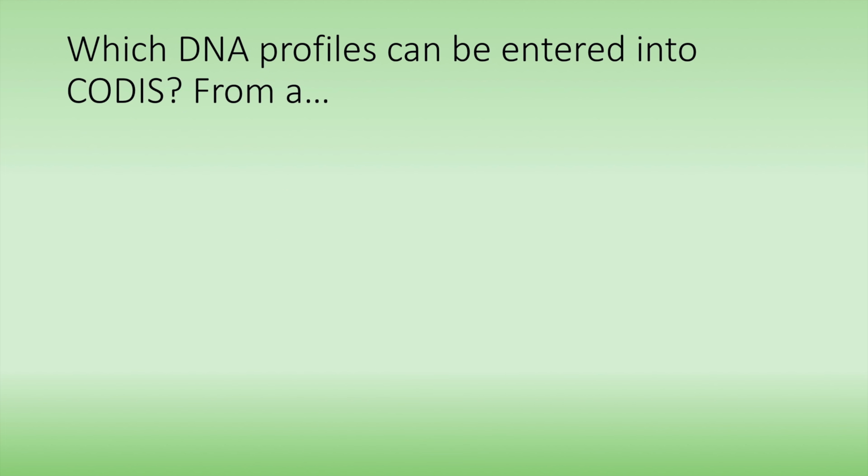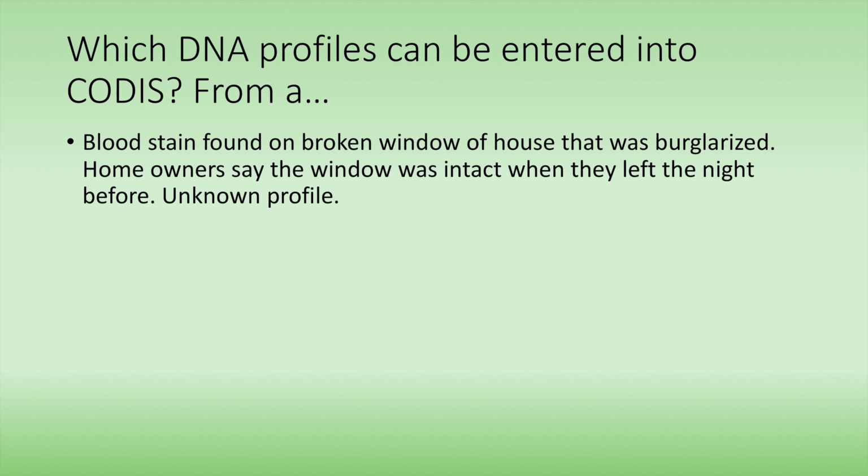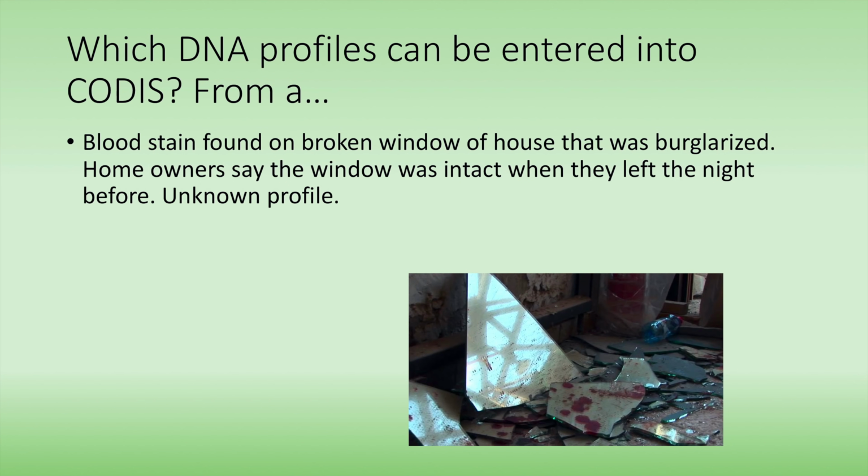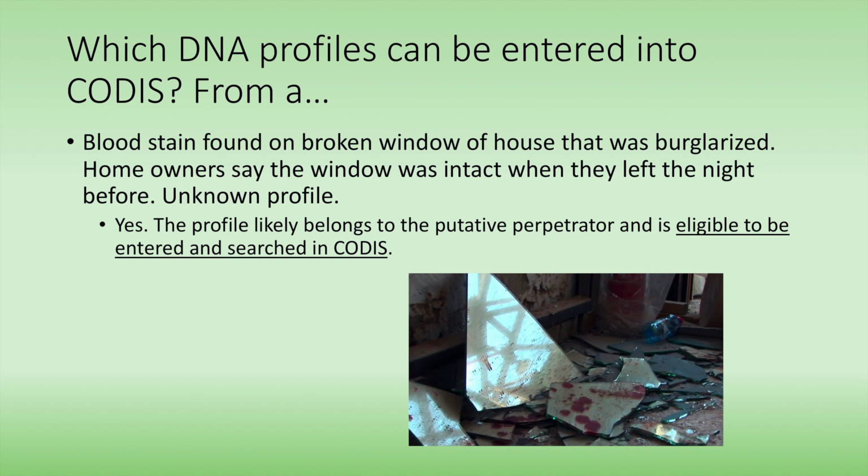The next case, we have found a blood stain on a broken window of a house that was burglarized. The homeowners say that the window was intact when they left the night before, and an unknown profile was developed from the blood. Would that be eligible for CODIS? Yes, the profile likely belongs to the putative perpetrator and is eligible to be entered and searched in CODIS.